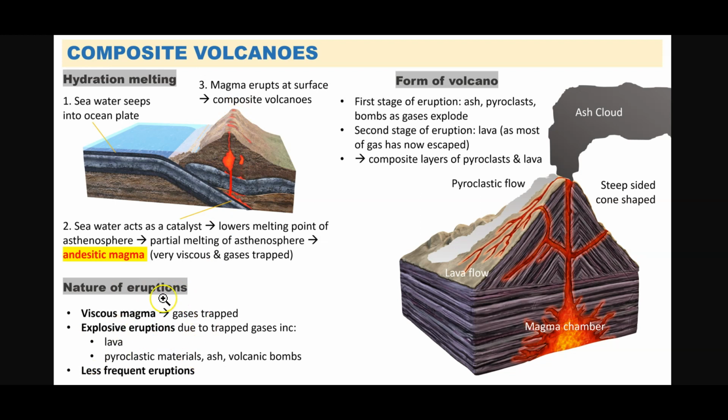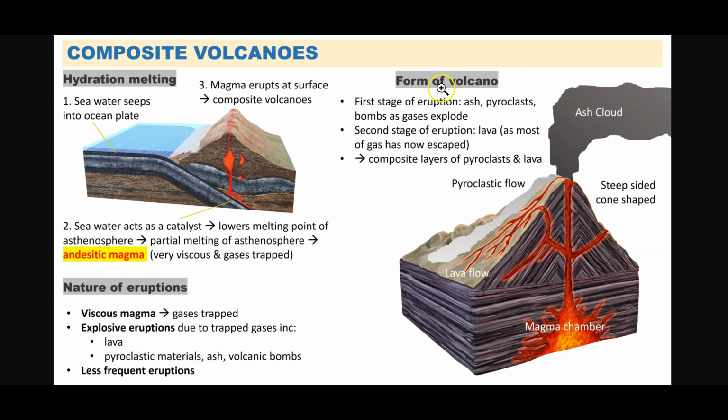Now, let's talk about the nature of the eruptions. As I've just said, it's viscous lava, so the gases are trapped, and that produces your explosive volcanic eruptions. So you're getting your lava coming out, but you're also getting some of these other materials. Now, you might remember these from GCSE. We'll pick up on these in the next topic on the volcanic hazards, and we'll go into those in a lot more gruesome detail. Also, these tend to be less frequent eruptions, so the magma is stored for a while and then it explodes in a much more explosive and catastrophic manner.